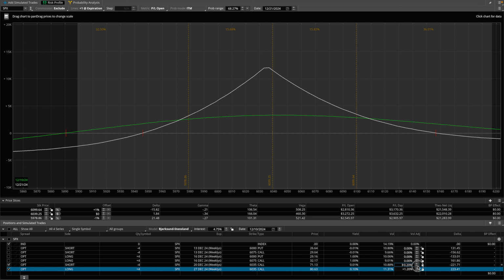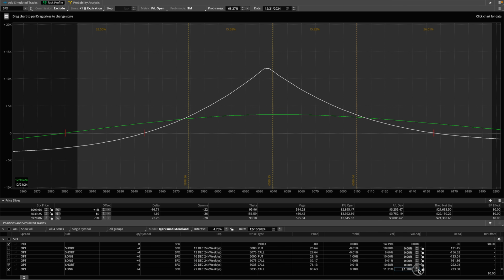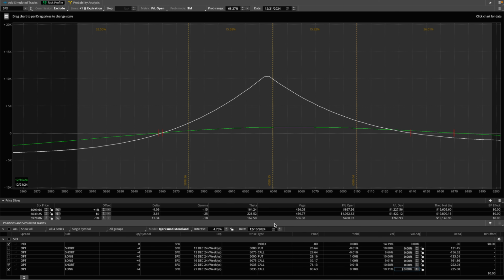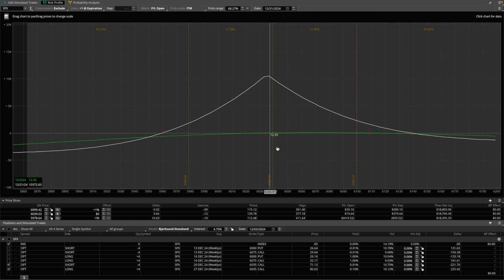Let's reset the volatility, put it back to normal, and then let's also reset to today. So this is the current risk profile right here. The green line is referred to as the T+0 line. That is my current P&L. And then this white line is the P&L at expiration, or the theoretical P&L at expiration. These lines right here are the break-evens for this calendar spread at expiration.